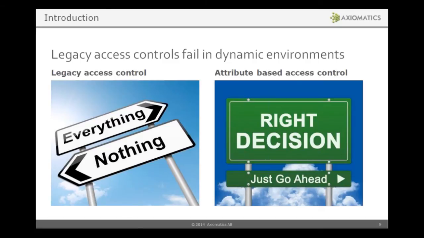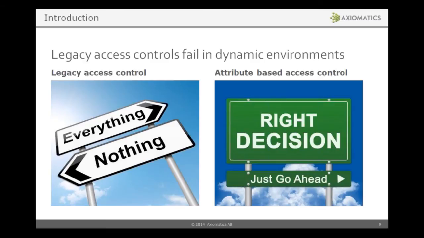So we need to move towards a model that allows us to make intelligent decisions based on the context in which a user is trying to access information. Based on that decision, we then say, okay, go ahead, or deny or grant access. And that is very much what attribute-based access control is about. And I think this is also why we see such an interest in it.